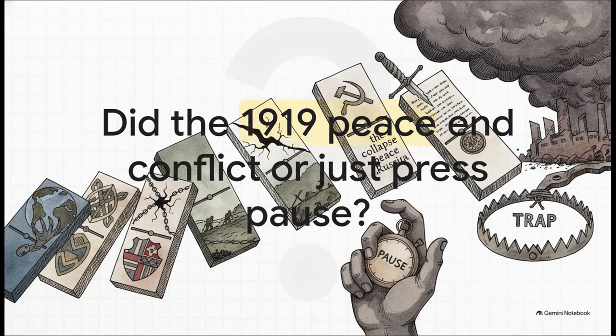Looking at all the dominoes we've tracked today, from the frantic scramble for empire to the rigid military alliances, the absolute horrors of trench warfare, the total collapse of Russia, and finally a highly vindictive peace settlement, we have to ask, was the Treaty of Versailles actually a solution that ended the conflict, or did it simply press pause, setting an incredibly dangerous trap that would spring shut the very moment the Great Depression pushed the world's economy over the edge once again? Think on that as you consider how the echoes of these empires still shape the modern world we live in today.